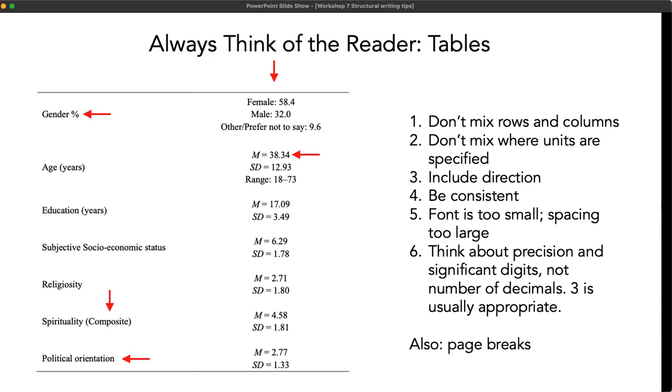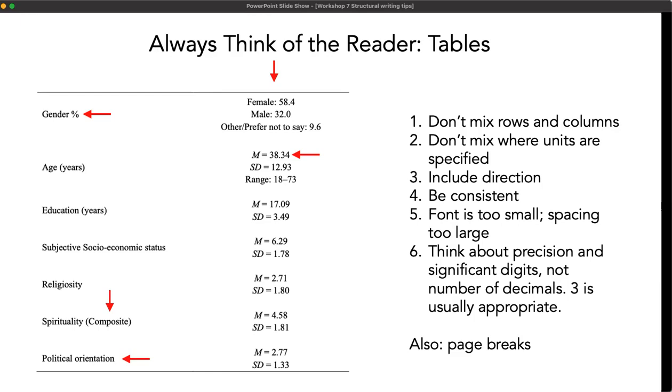But three significant digits is often appropriate. So you can just say mean 38.3 and drop there. Finally, if you have a table that is kind of too big, it'll break across two pages, and that makes it way harder to read. So use page breaks right at the beginning of every table and figure. That would be my recommendation.